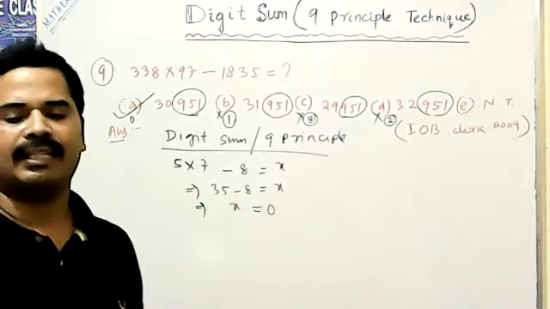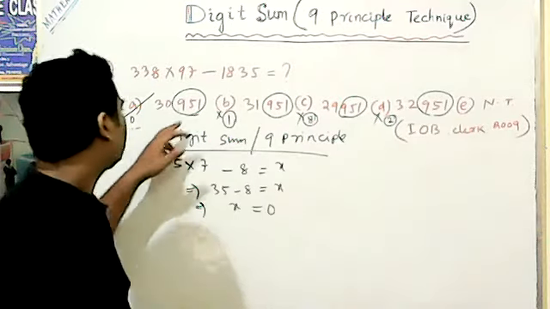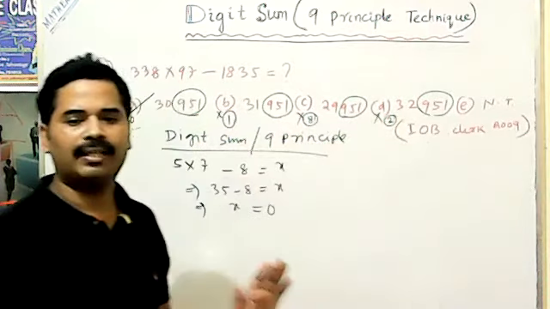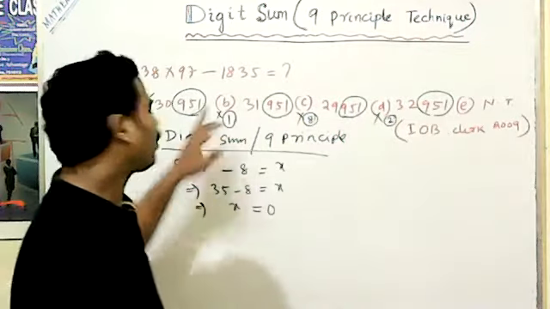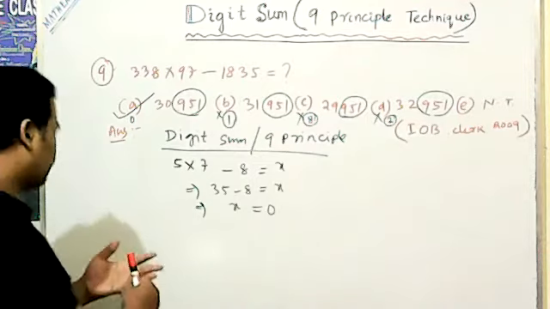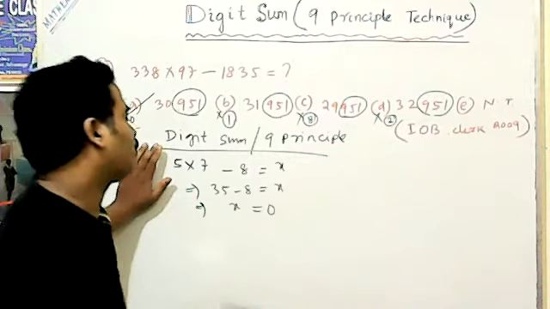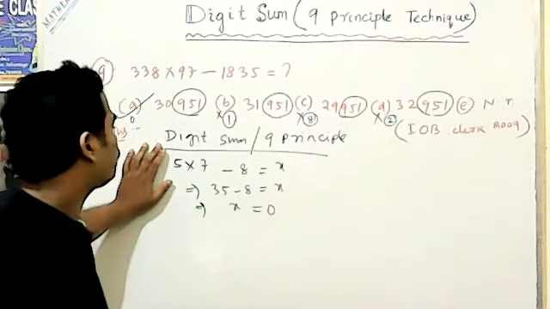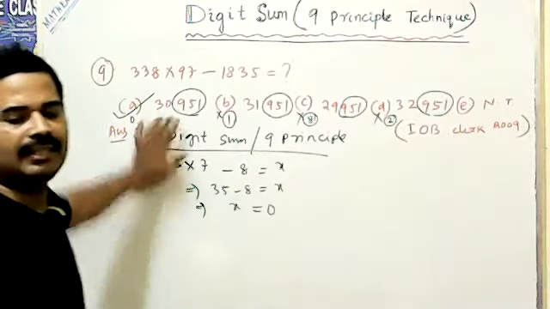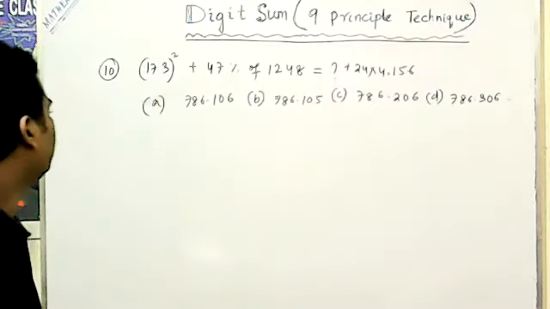9 principle technique. So we can use 9 principle here because the last two digits are same. You cannot apply last two digit concept, you cannot apply that unit digit concept. So you can apply digit sum concept or 9 principle concept. हमने क्या 9 principle concept अप्लाई करके देखा ये फर्स्ट ऑप्शन इज द करेक्ट आंसर। So similarly, next question you can do.